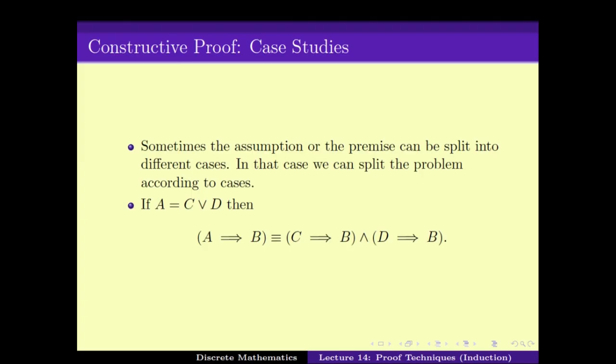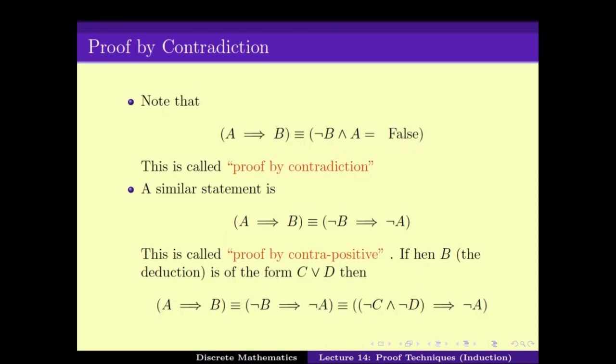The third technique that we have seen is what we call a proof by contradiction. The main idea is that to prove A implies B, one can also prove that not B and A is false. A very similar statement is also not B implies not A. So this is called the proof by contradiction.